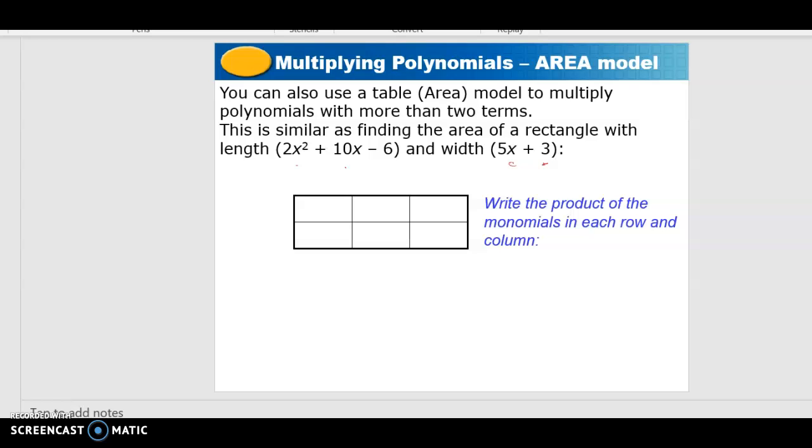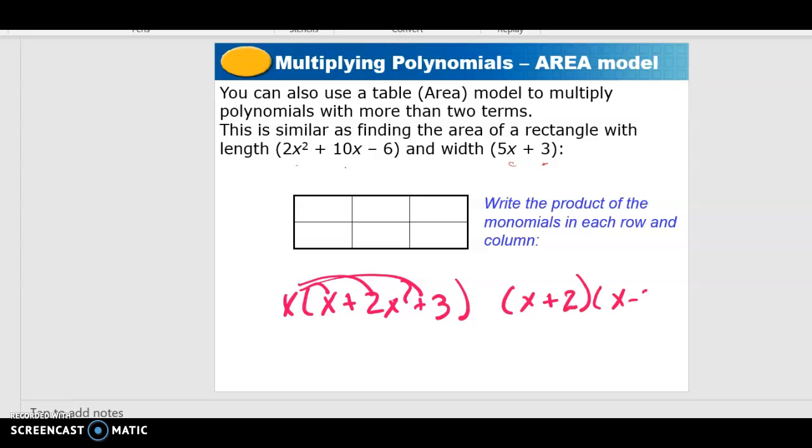Before we start, I want to remind you that yesterday you learned something like this. If I had x times (x squared plus 3), then you could do the distributive property and multiply what's on the outside times each thing on the inside. You also learned if you had a binomial, (x plus 2) times (x minus 3), you could distribute twice. So this would be x times (x minus 3) plus 2 times (x minus 3). So that's one way to do these.